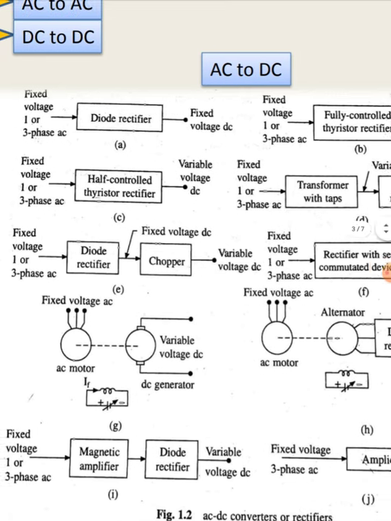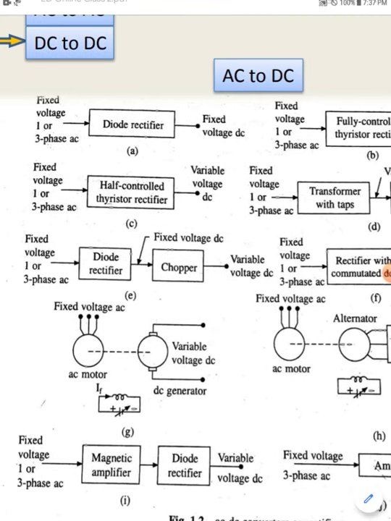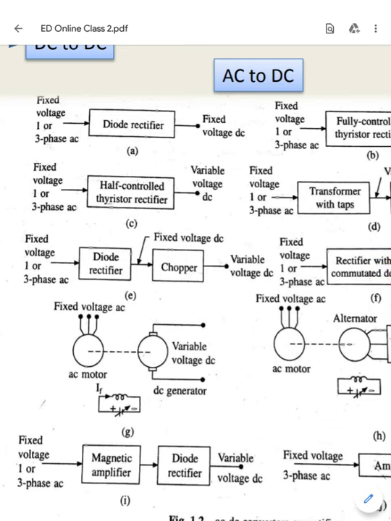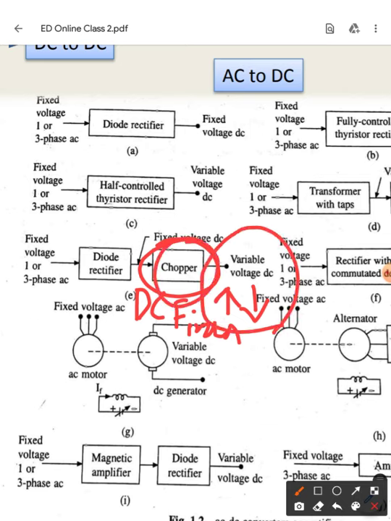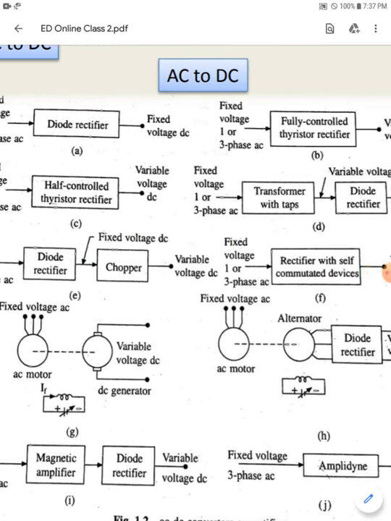In the fifth case, if the input is a fixed AC voltage, by using a diode rectifier we will get a fixed DC voltage, and by using one chopper we can also get a variable DC voltage. That means this fixed AC can be changed into a variable DC source by using the chopper, right? So this is another case.